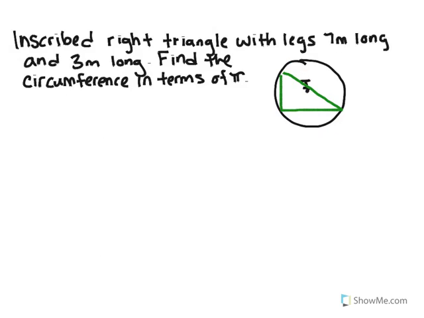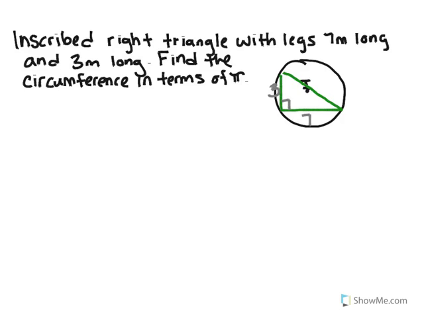Okay, so one more example. We now have an inscribed right triangle with legs 7 meters long and 3 meters long. And again, we're supposed to find the circumference in terms of pi. So I'm going to label what I know inside my picture. I know that the short leg is 3 meters right here, and the longer leg is 7 meters. I also know that this is a right triangle, so there's a right angle.